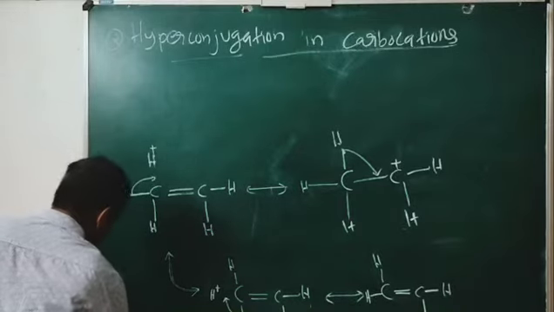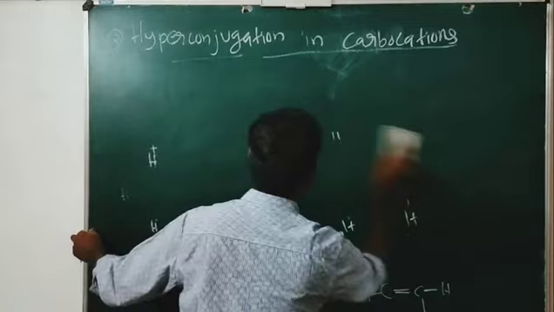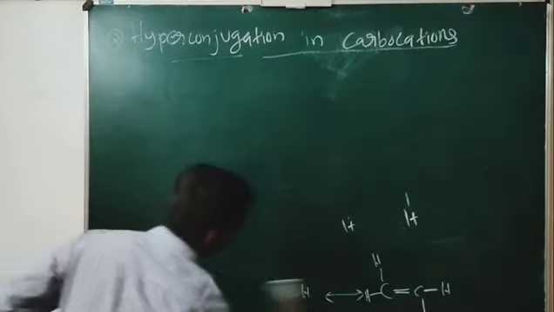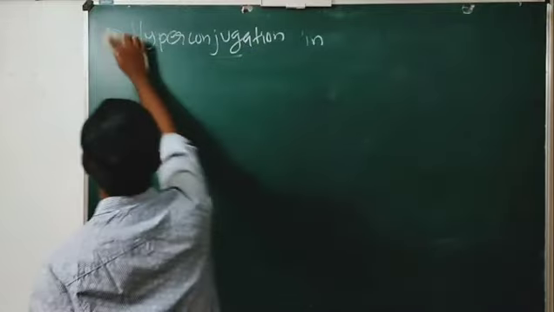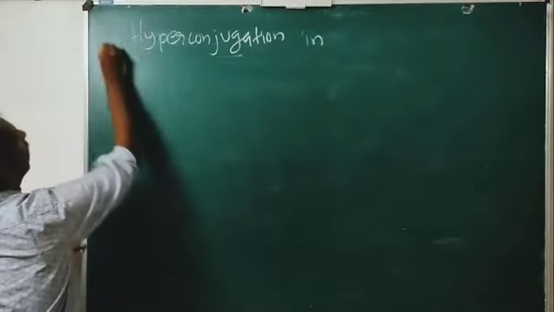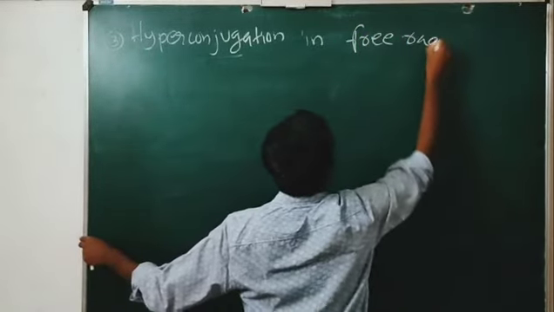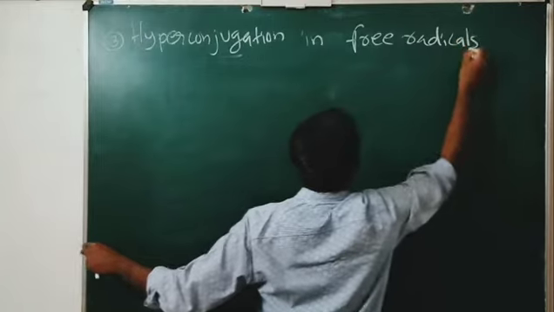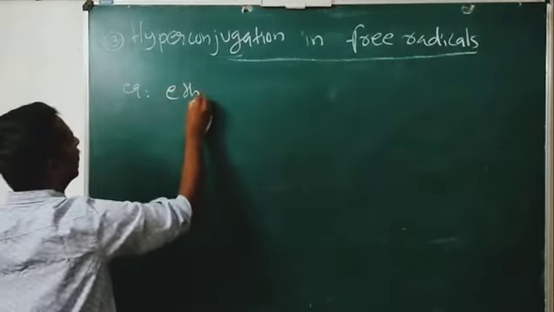And the third one, hyperconjugation in free radicals. An example is the ethyl free radical.